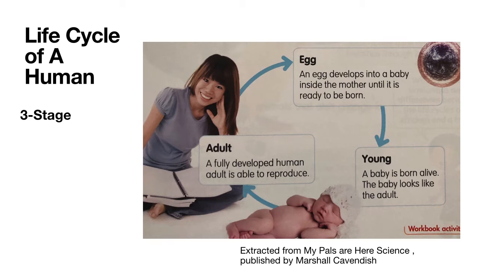It will slowly grow, right, to become the adult. So this is what we call the 3-stage life cycle of humans. We have the egg, the young, and the adult.